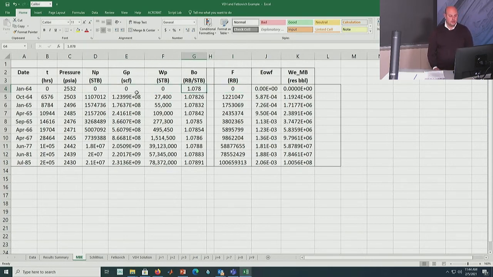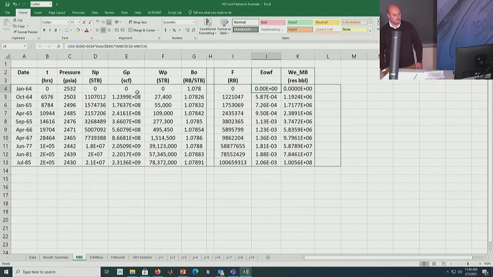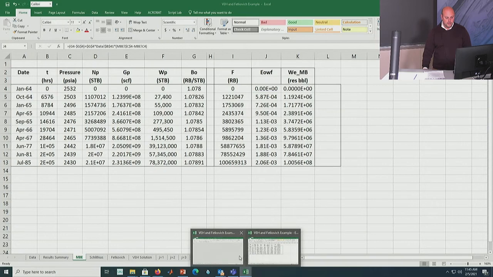So that's what we get for F. I won't go through EOWF, but you're all familiar with that. It's a PVT property, and the equations are in the equation sheet. And then what I'm going to do is calculate WE from a material balance.